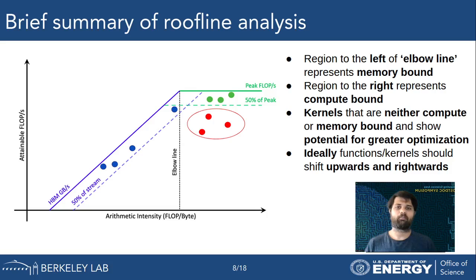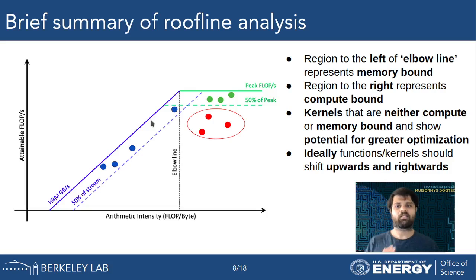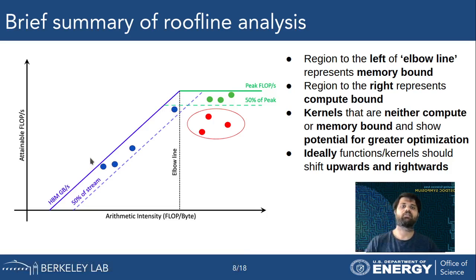The basis of roofline analysis is pretty simple. You have two roofs. One is this slanting roof. It's the measure of the maximum speed with which you can transfer data between the memory part of your machine and the compute regions of the machine. This is a hardware bound, meaning that no data can travel faster than the memory bandwidth of your machine. And the horizontal roof here is the peak compute throughput, meaning the maximum number of operations you can perform on that given architecture.